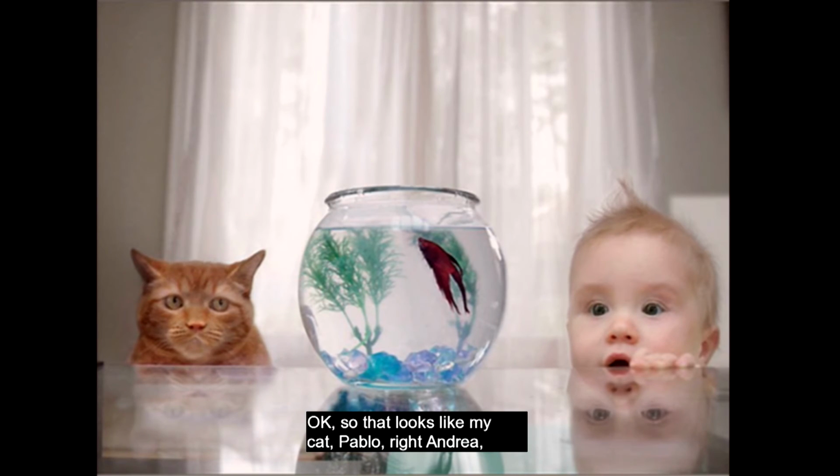Okay, so that looks like my cat Pablo, right, Andrea? That's what Pablo looks like. And then that's the little guy or a little girl. We tried to find a baby that looked like either. And then there's a pretty fish in the middle.